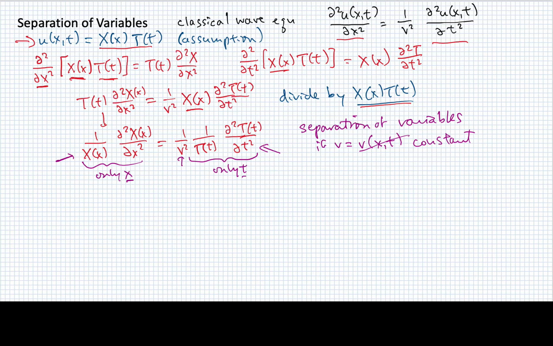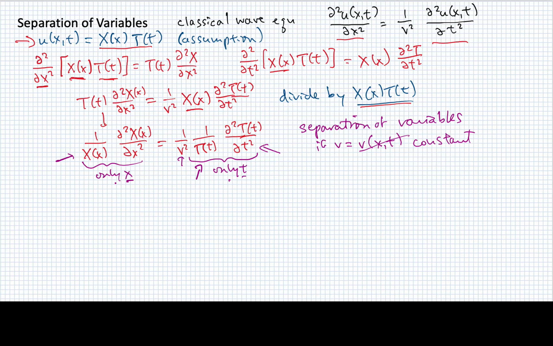If I have a part that only depends on x on one side and a part that depends only on time on the other side, what happens as I start varying x? Well, if I start varying x on this side, it means it can't change, because I'm not varying anything on the right-hand side. It is staying the same if I'm only varying x.